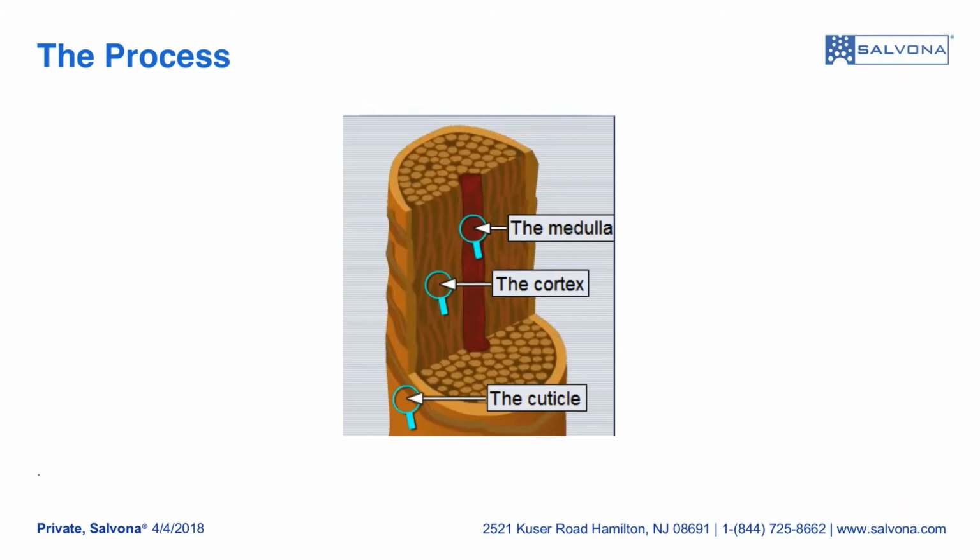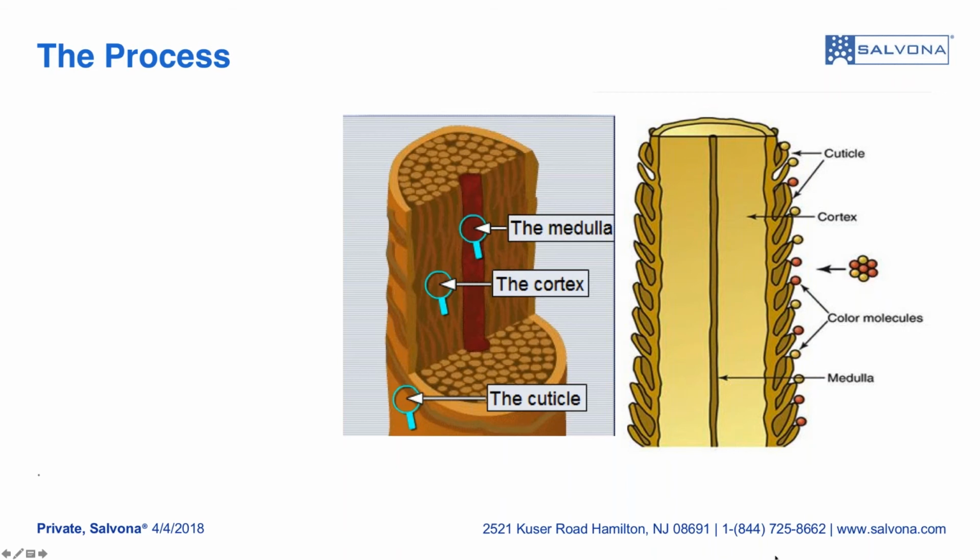Let's start by understanding the structure of the hair. This is a cross-section of the hair. You can see the cuticles on the outside of the hair and the cortex in the inside, as well as the medulla of the hair. Another cross-section showing the cuticles and inside the cortex.